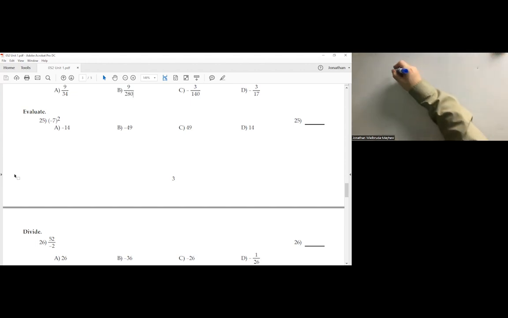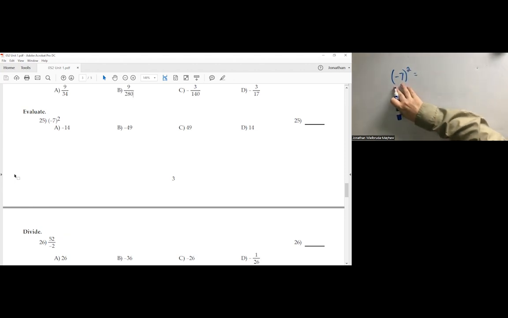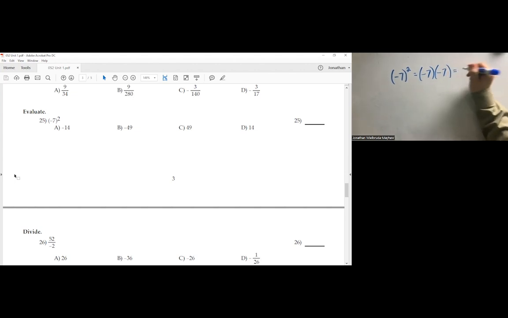Number 25. Negative 7 in parentheses squared. We're squaring the entire negative 7. That's negative 7 times negative 7. Negative times negative is positive. So our answer is positive 49.